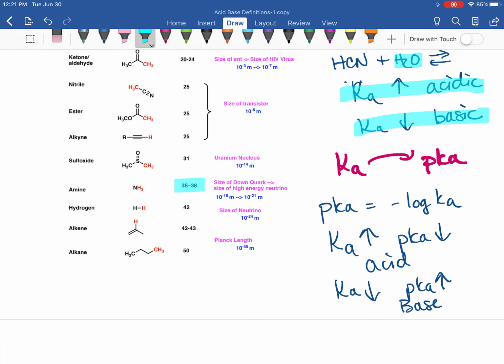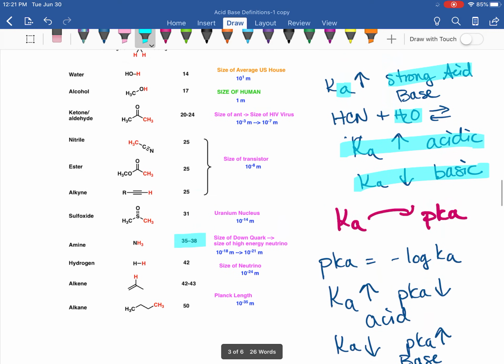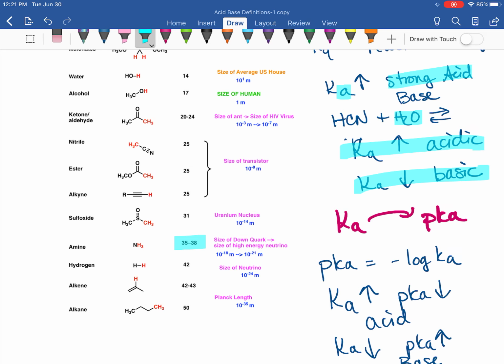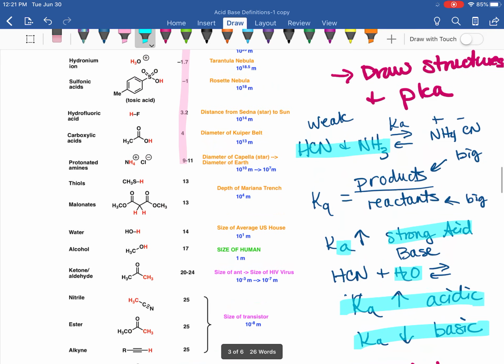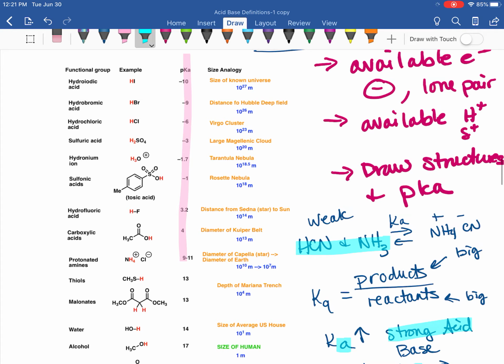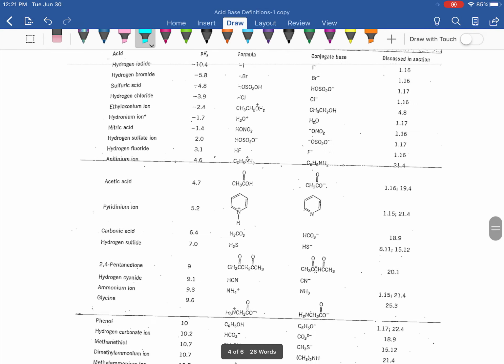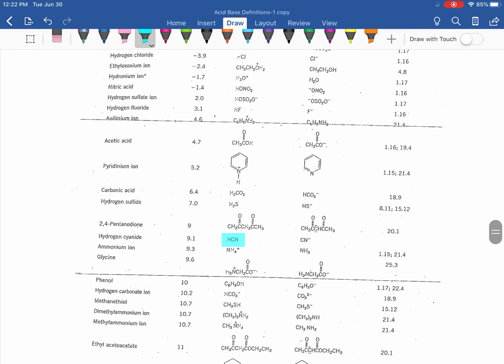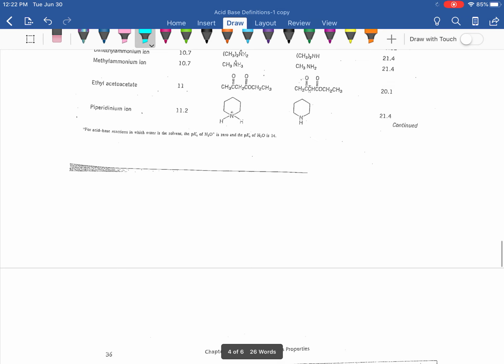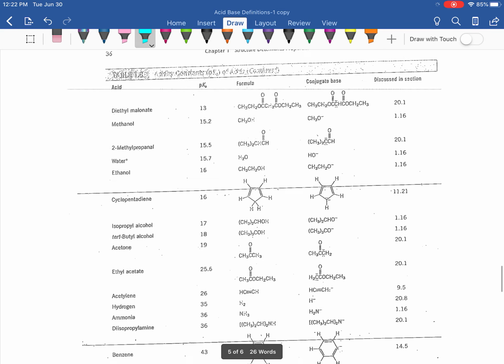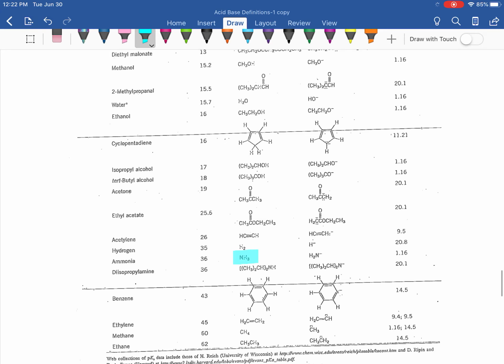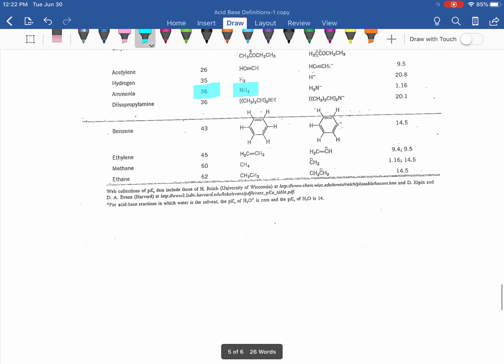have? Well, let's find ammonia on our pKa table. There it is. And let's find a nitrile on your pKa table. And we don't have just HCN on this one, so let's look on this one. Okay, we've got two of them, so let's see if we can find HCN. There it is. Our pKa is 9.1. Let's see if we can find ammonia. Here it is. It's 36. Okay, so let's mix them and let's see what happens.